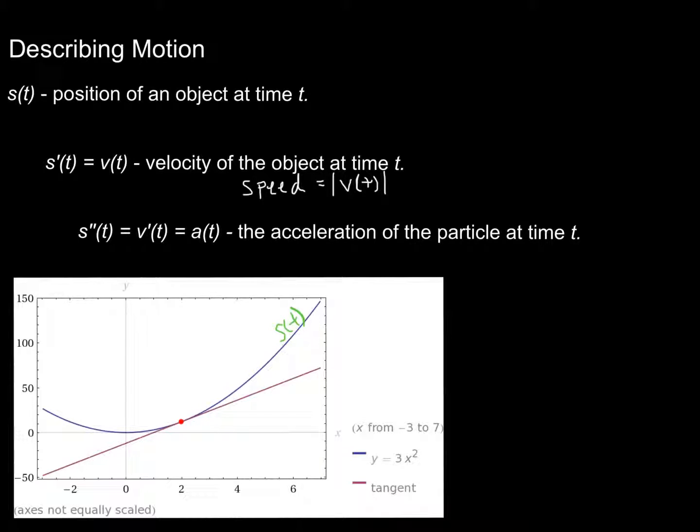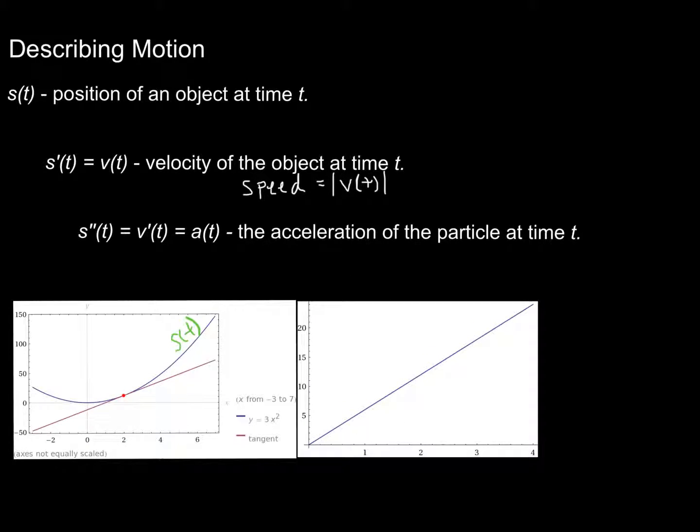Now, if we took the derivative of this function, s prime of t, which is 3x squared, if we took the derivative of this function, we'd have 6x, right? Okay, now if you graph the function 6x, what you're going to get is a straight line. Let's go ahead and take a look at the graph of that function.